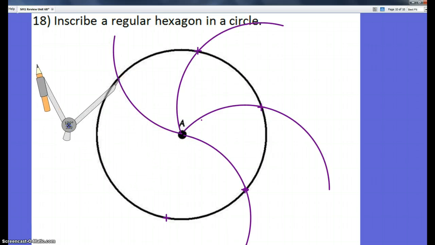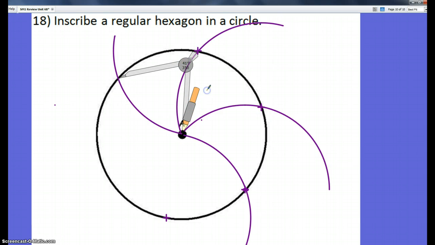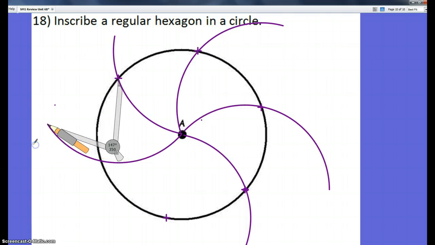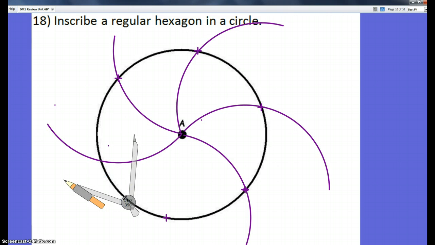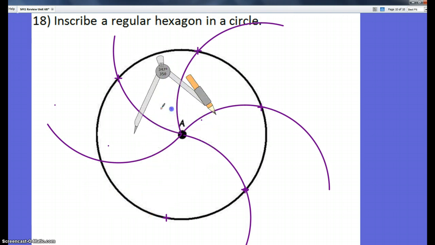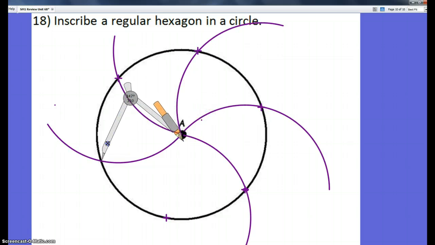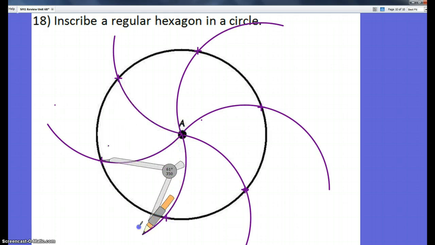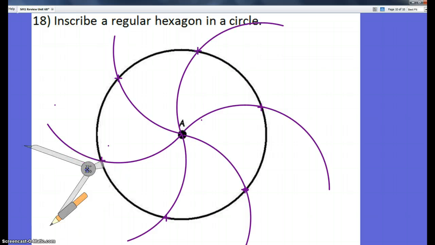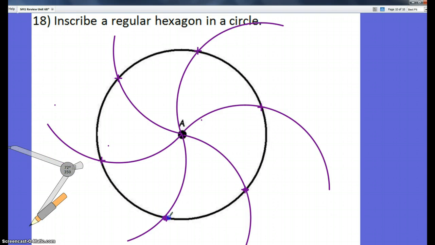Oops, wrong point. Line it up again. Make sure it's lined up here. Swing your pencil through. The tip of the compass again is on the intersection. Pencil is lined up through the center, and we'll swing it through again. Notice that right here, it should come back to where we started.